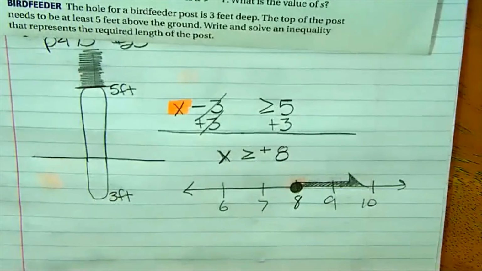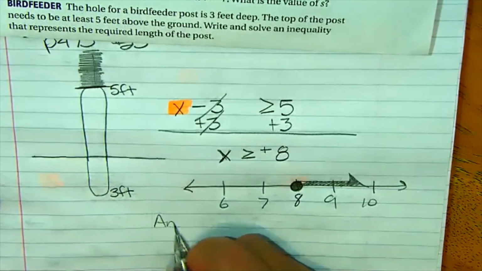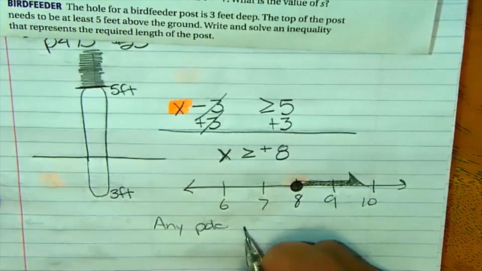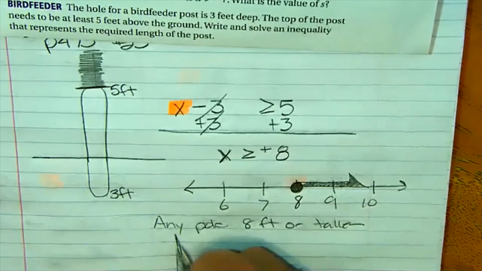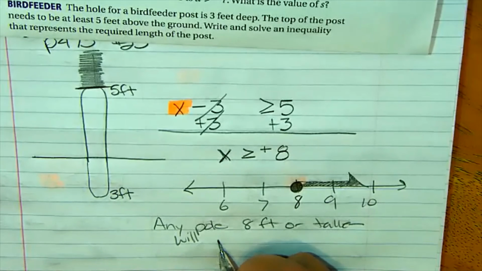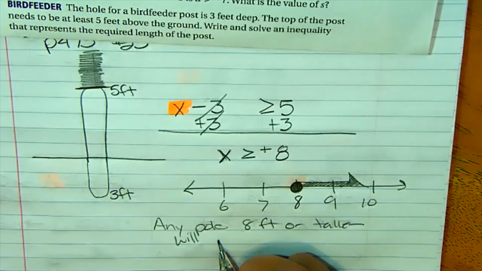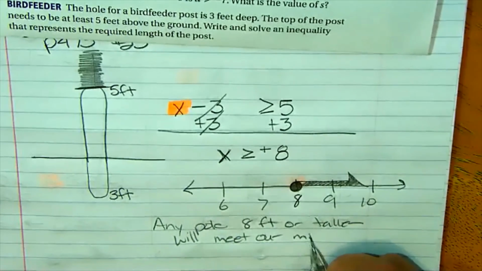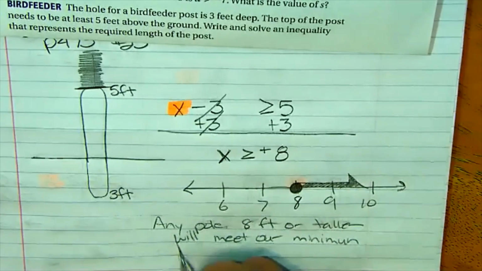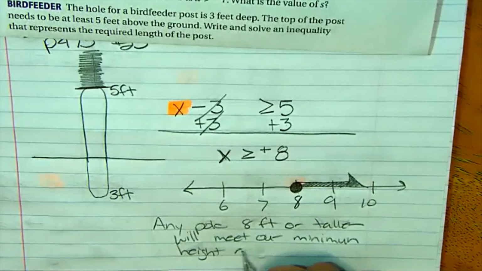So what does this mean? Any pole 8 feet or taller will meet our minimum height requirement.